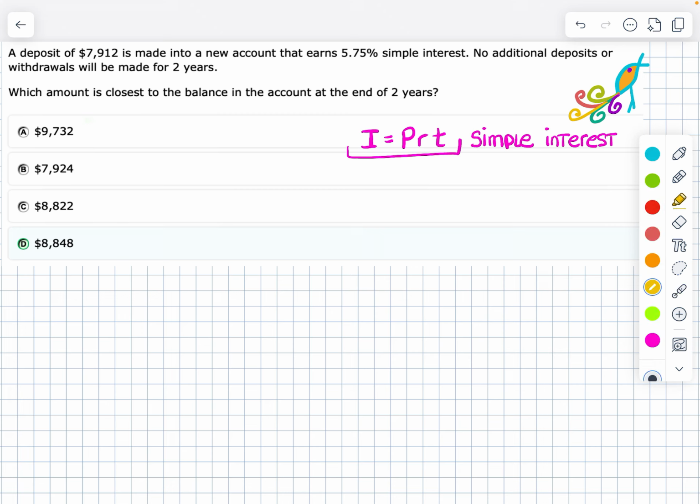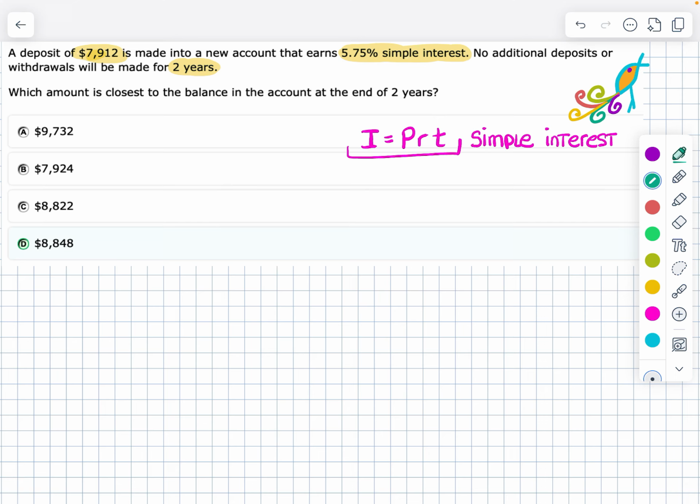The first thing I'd like to do is just highlight all the important information. So we have 7,912, which is our principal. We've got 5.75% simple interest, and then we've got 2 years. We want to know what is this value after 2 years.